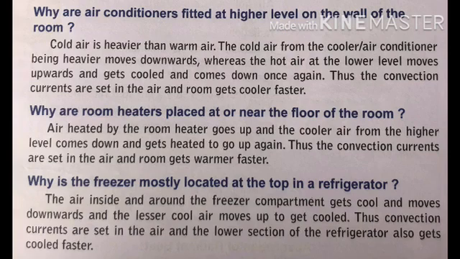Third question: why is the freezer mostly located at the top in a refrigerator? The air inside and around the freezer compartment gets cool and moves downward, and the less cool air moves up to get cooled. Thus convection currents are set in the air and the lower section of the refrigerator also gets cooled faster. These are some applications of convection current, and these are some important questions. You have to write down these questions in your classwork notebook.